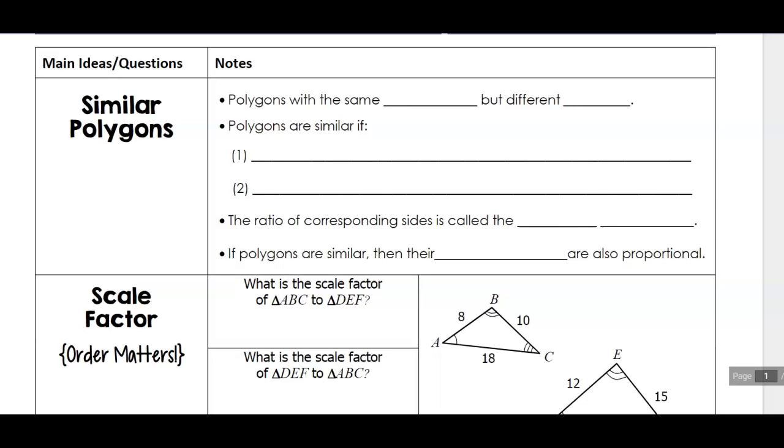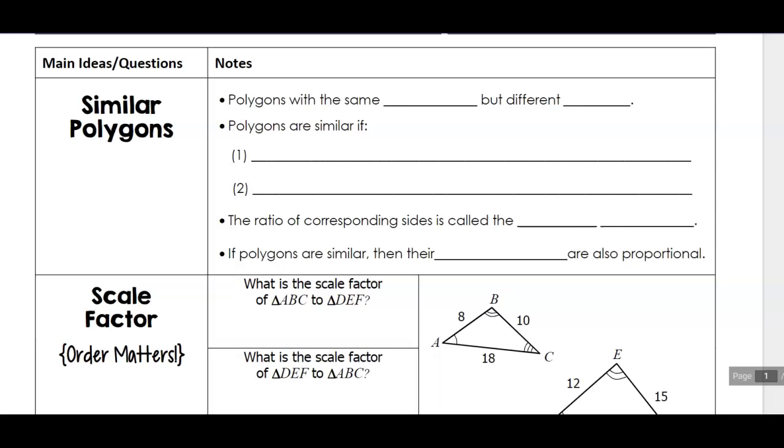We're going to continue with similarity. In this day 2 video number 1, we're going to talk about similar polygons, scale factor, and then how to write similarity statements, and we're going to do a little practice as well. So let's go ahead and get started with some notes about similar polygons.